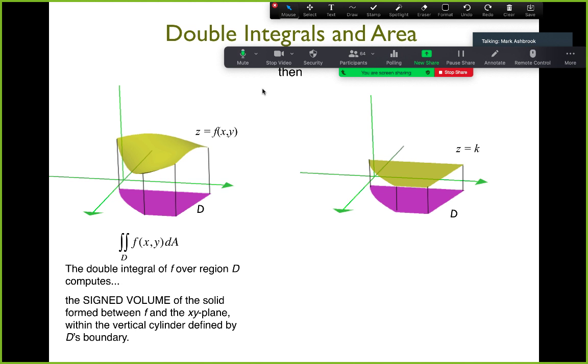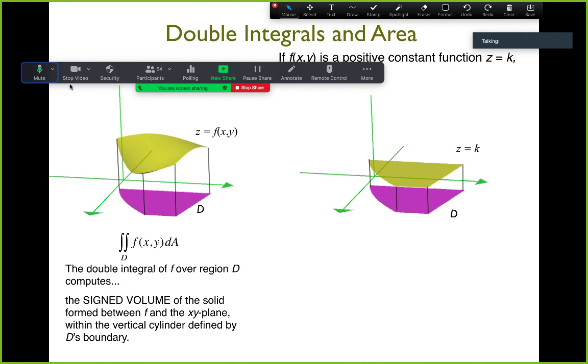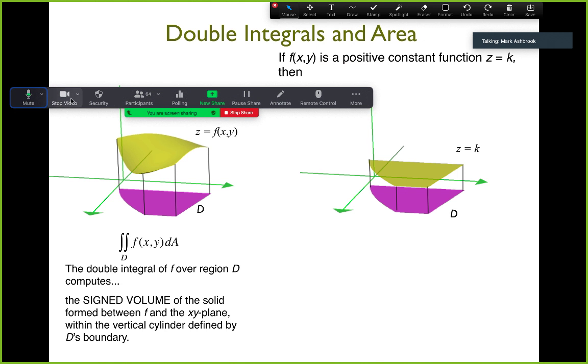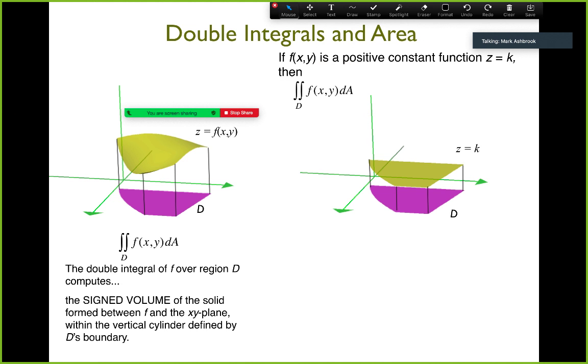All right, so what if the function was a constant function? Then what would the double integral give us? The double integral would give us the volume of an actual cylinder now, right? This is the volume of a right cylinder if z was a constant value. And what is the volume of a right cylinder? Well, that's the area of the base times the height. And what would the height be then? The height would be k, or the absolute value of k if k was negative, so it would be the area of D times k. Because now your height is the same everywhere. It's the value of the surface.